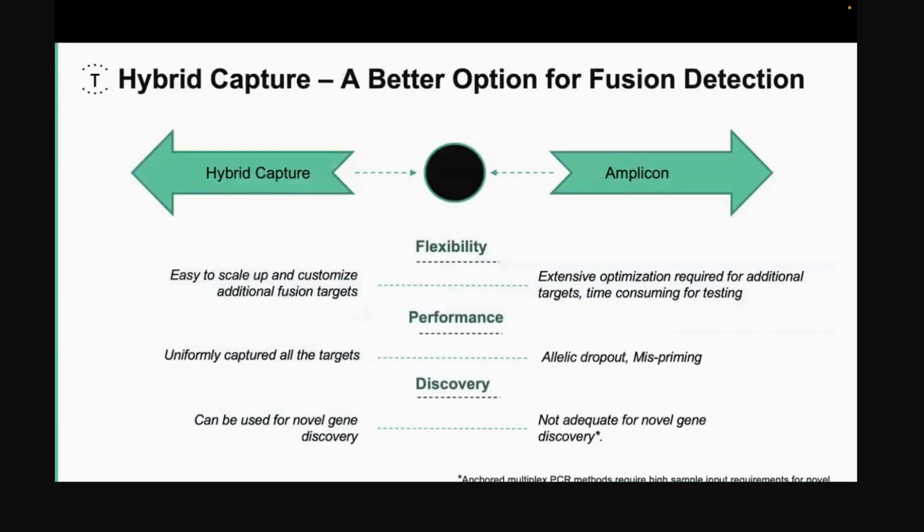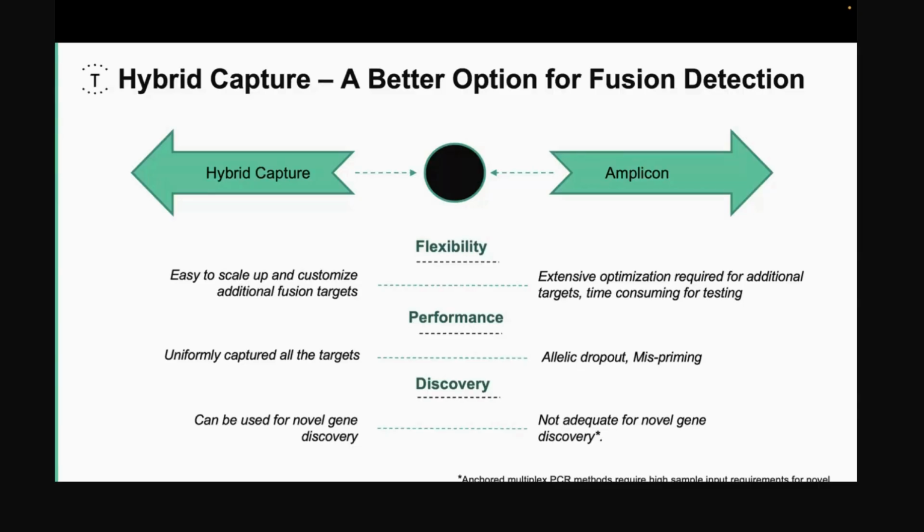Which method is better? Hybrid capture is always a better option for fusion detection. In this slide, you can see that there are three key metrics which make hybrid capture a better option compared to the amplicon method. First is flexibility. Hybrid capture is easy to scale and customize for additional fusion targets. In contrast, amplicon requires extensive optimization for additional targets and is also time consuming for testing.